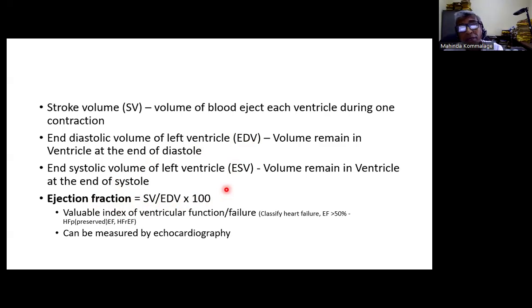Out of the volume it had, what fraction was pushed out. Right? Ejection fraction. So the volume of blood, as a fraction, that is pushed out from the ventricle with each contraction, ejection fraction. So this ejection fraction is important to detect heart failure. And we can calculate ejection fraction with echocardiography.